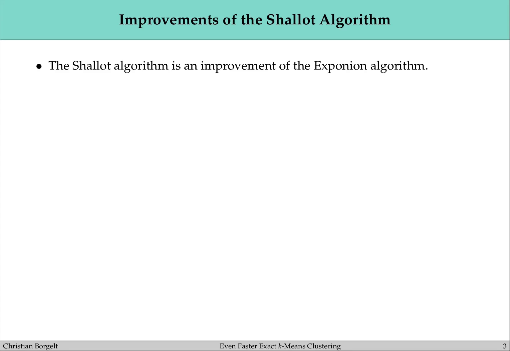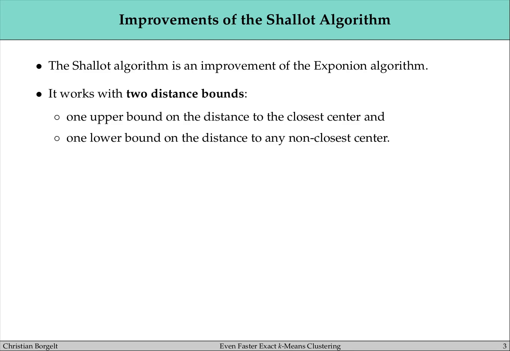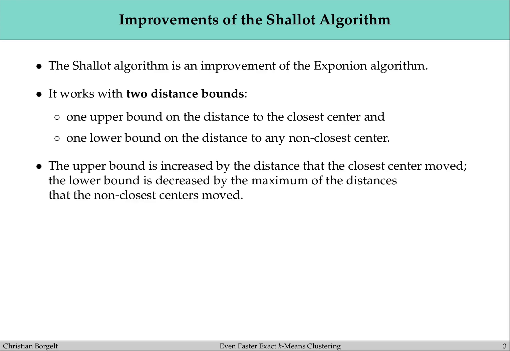The Shallot algorithm, which is the main contribution of this work, is an improvement of the exponential algorithm. It also uses two distance bounds, one upper bound on the distance to the closest center and one lower bound on the distance to any non-closest center. Updates of these bounds are based on the triangle inequality. The upper bound is increased by the distance that the closest center moved. The lower bound is decreased by the maximum of the distances that the non-closest centers moved.